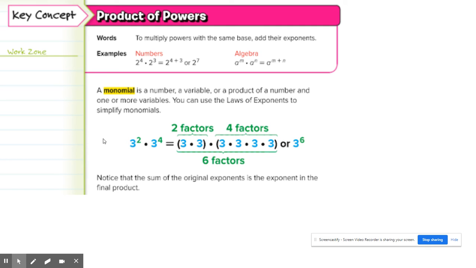Here's another one they give you. 3 squared times 3 to the 4th. Now they actually write them out so you see. You know that if you have 3 times 3, you got 3 to the 2nd power. If you have 3 times 3 times 3 times 3, you know you have 3 to the 4th power.